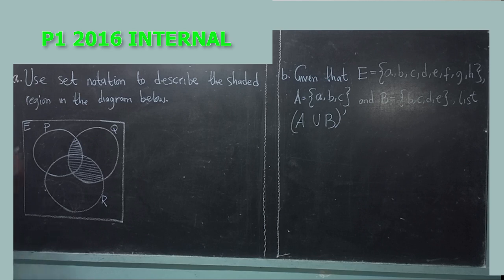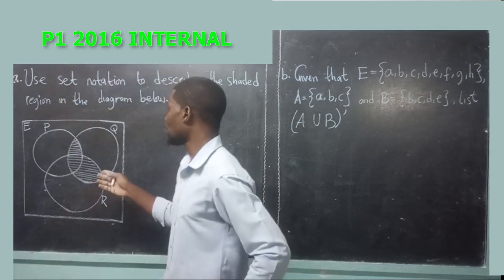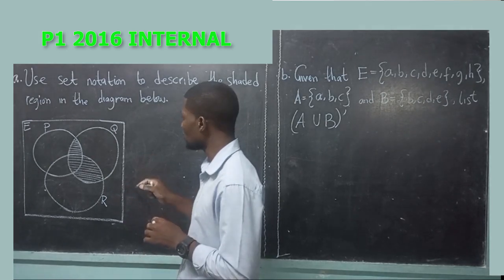So we have been given a diagram over here. We have our set P, set Q, and set R. And I want us to describe this region which has been shaded using set notation. However, if you take a closer look at the shaded area, there is something that we are able to notice.